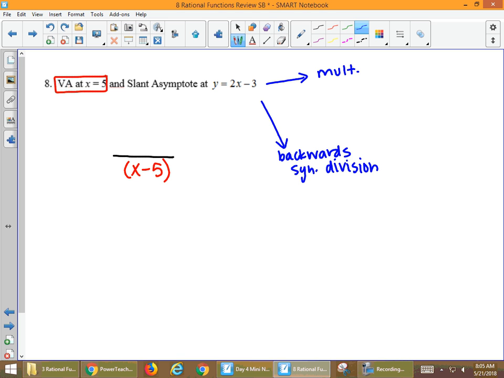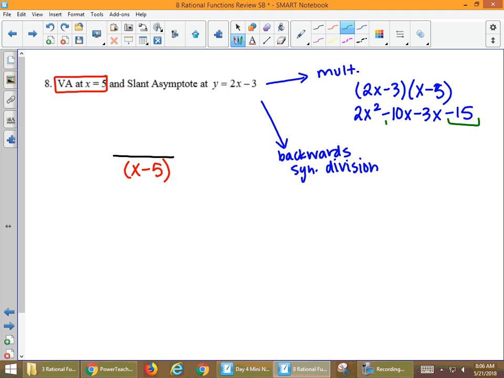So if you're going to do multiplication, since usually to find the slant asymptote we divide by our vertical asymptote, to undo that, you would multiply. Multiply out 2x minus 3 times our little vertical asymptote, x minus 5. So 2x squared minus 10x minus 3x minus 15. Now here's what you have to make sure you do though. It can't come out even. If it comes out even, you would be able to cancel the x minus 5, and then you would have a hole and not an asymptote.